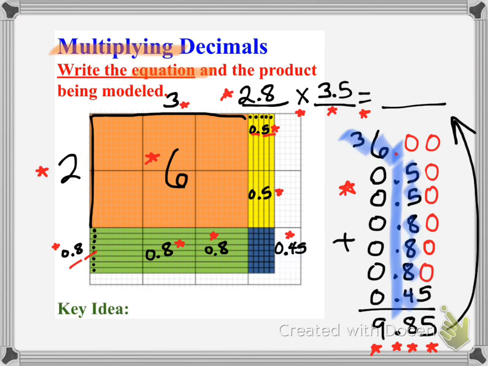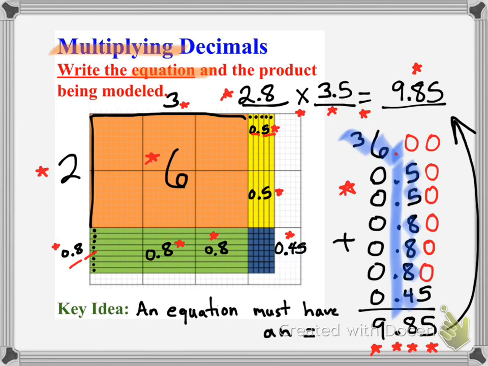But I'm going to give you an extra star if you actually put it as part of your equation. So 9 and 85 hundredths is the last star for this math problem. And then we have the key idea, which is an equation must have an equal sign. And that's the star. Now if we count all the stars for this one, I'm going to circle them for you so you can see all the stars that we had.